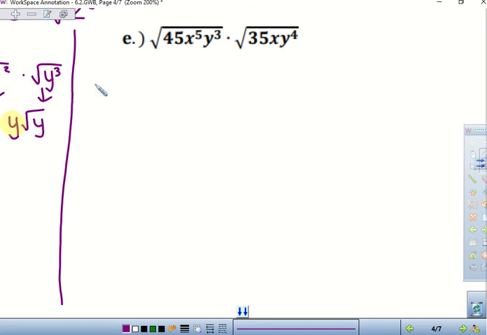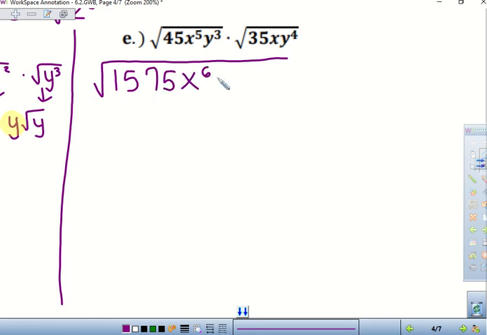Alright, so we'll go ahead and combine it first. So this one is going to become 1,575 x to the 6th, y to the 7th. So now, there's a few different ways you can do this. You can do a factor tree on this one, or you can try to find the largest perfect square that goes into this number. Sometimes they can take time to figure that out. So I'm just going to do a factor tree.